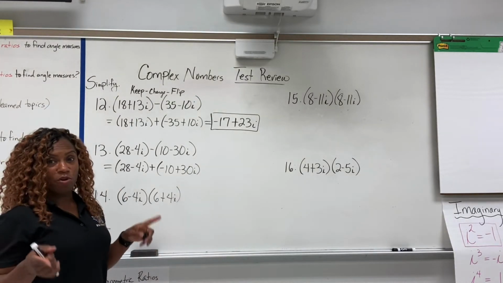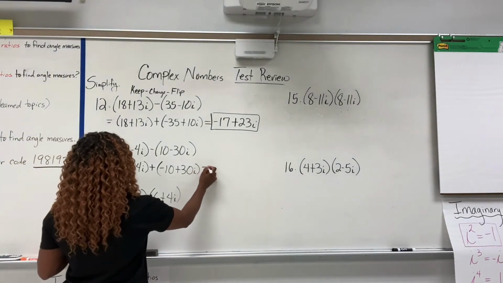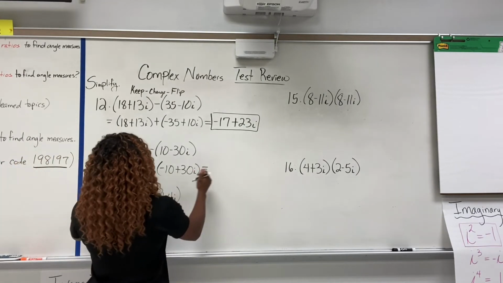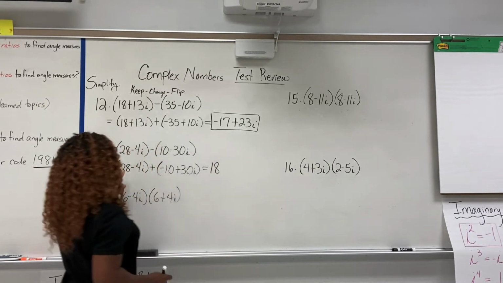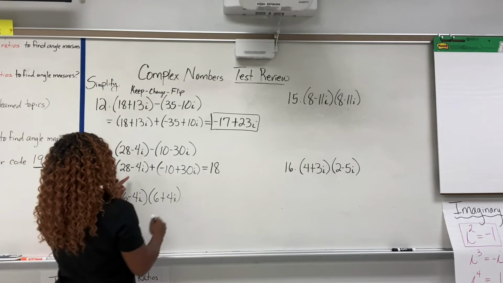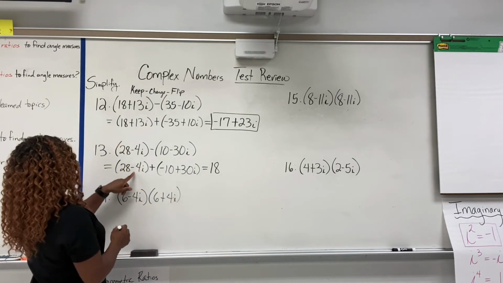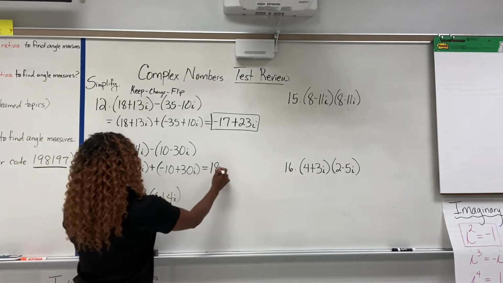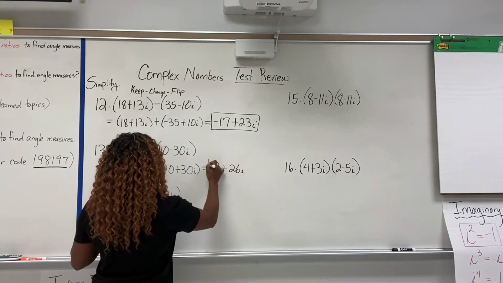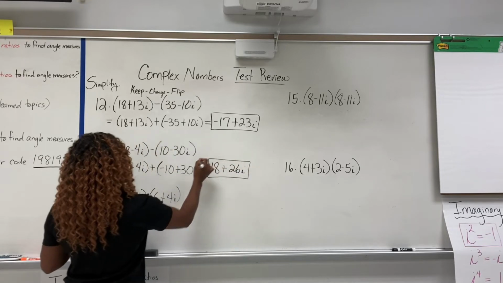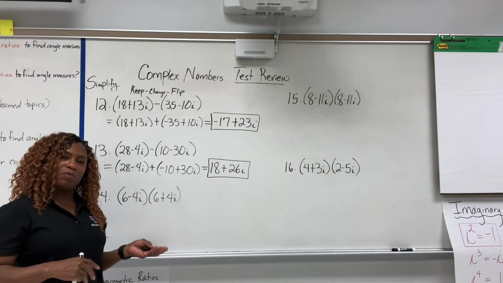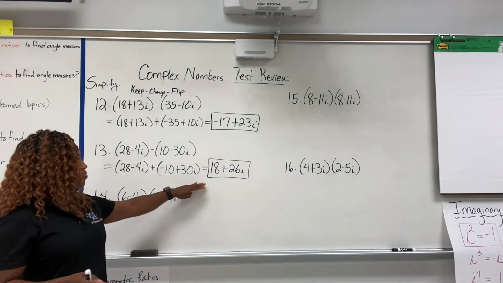Now I'm gonna add the real parts, add the imaginary parts. So I've got 28 plus negative 10. Well, that gives me 18. Remember the rules of adding and subtracting integers. And then for the imaginary part, I've got a negative 4i plus 30i. That gives me a positive 26i. And we are finished with that. Okay, and so you can check your problem, verify your answer. Hopefully you got it right.